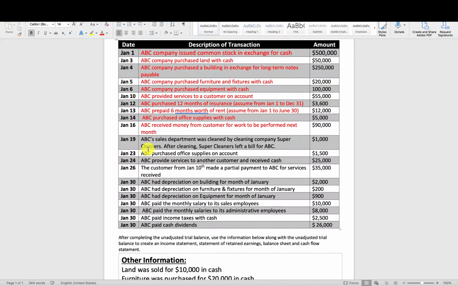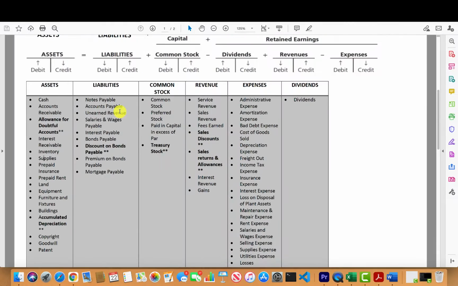Next, I have ABC purchased office supplies on account. On account means that I did not pay for it. I received the supplies, but I haven't paid for the supplies, right? So what's going to happen to my supplies account? My supplies is going up, right? So that's going to be a debit. When I receive something and I haven't paid for it, I have an IOU. What account is that? That is accounts payable.